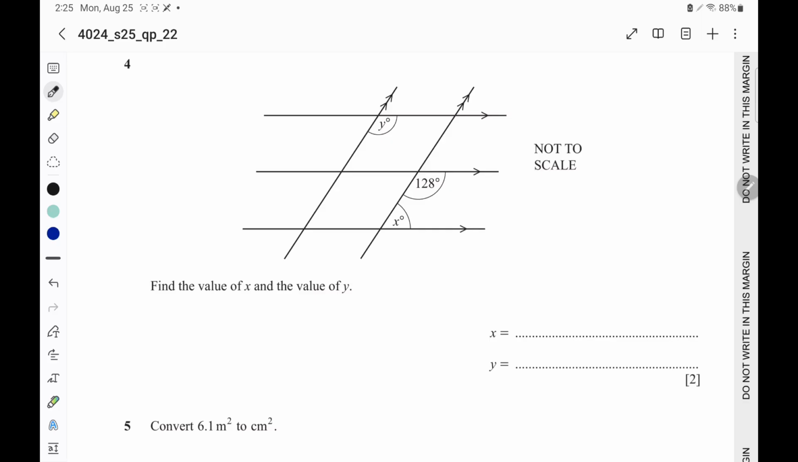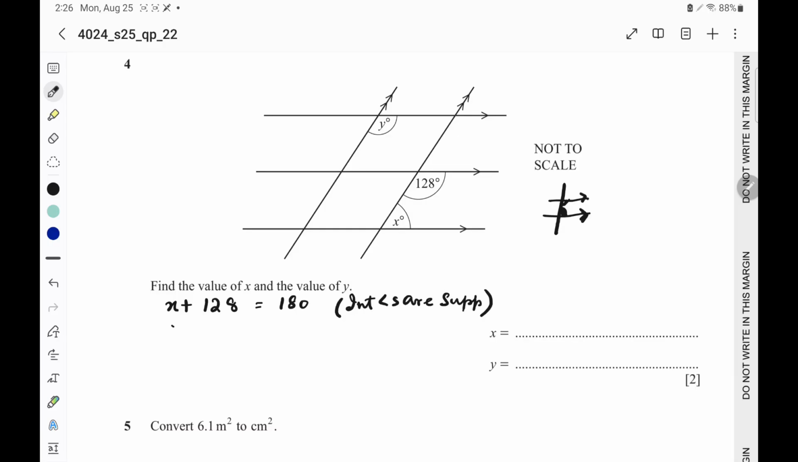So we have the parallel lines. First of all, look at x. For x, you can easily see these two are interior angles, and interior angles are supplementary, which means they sum up to 180 degrees. So x plus 128 is equal to 180. The reason is interior angles are supplementary.